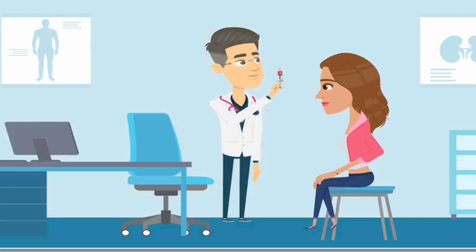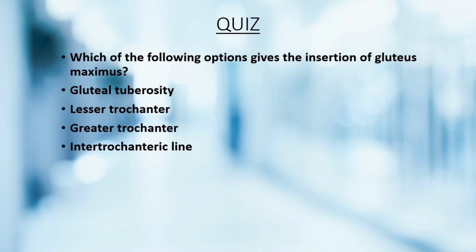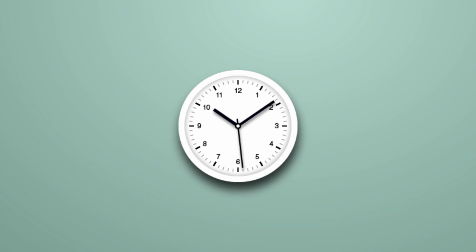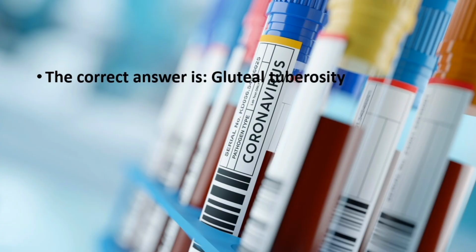Now let's have a quiz. 1. Which of the following options gives the insertion of gluteus maximus? Gluteal tuberosity. Lesser trochanter. Greater trochanter. Intertrochanteric line. The correct answer is gluteal tuberosity.